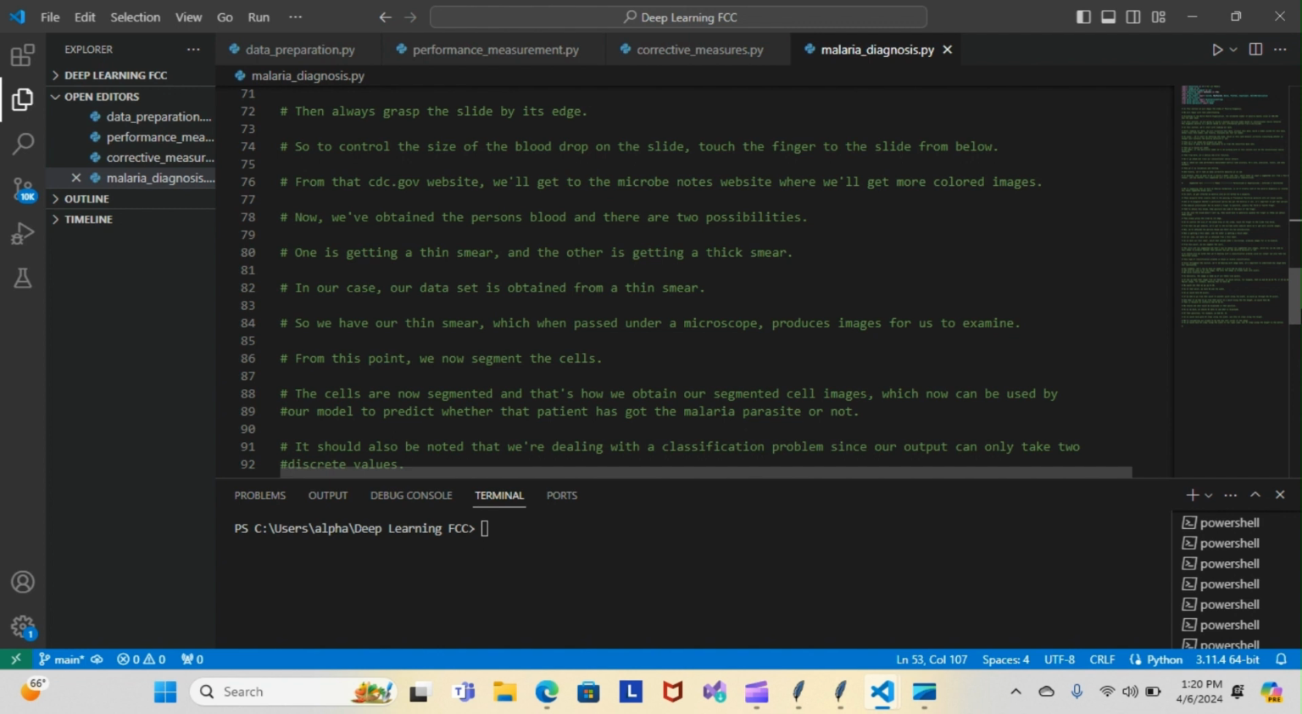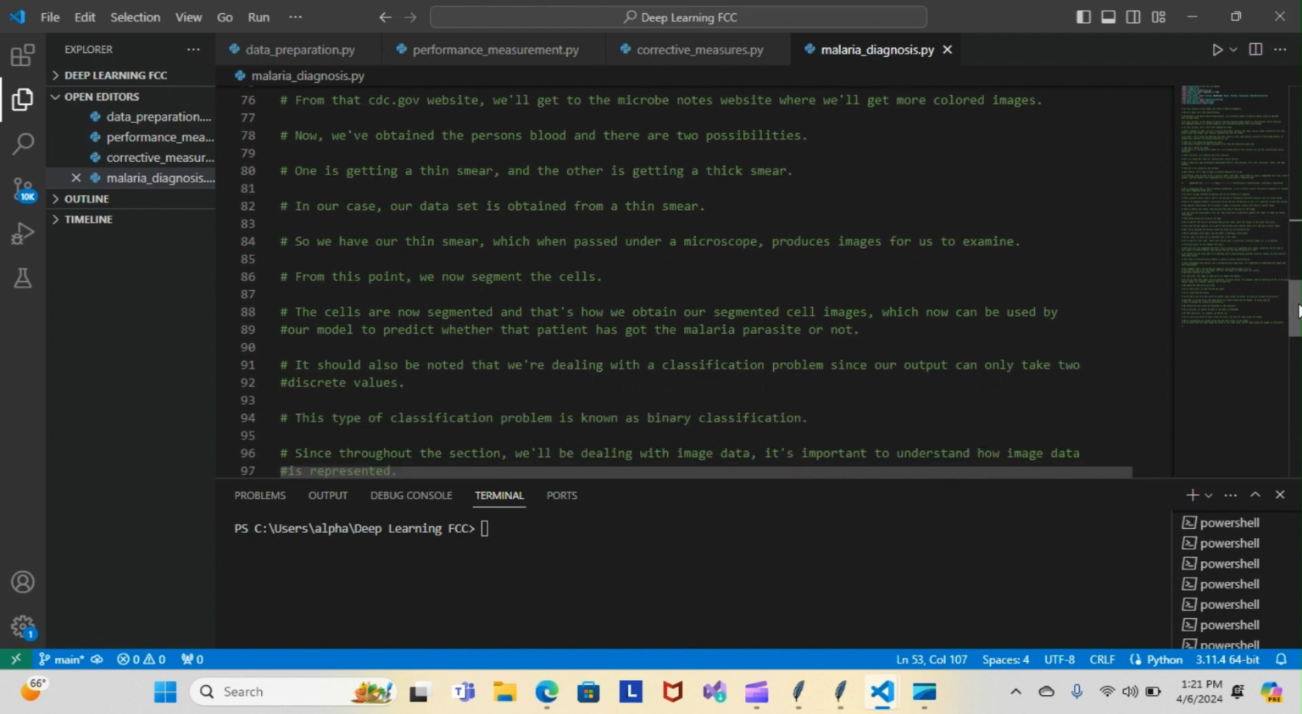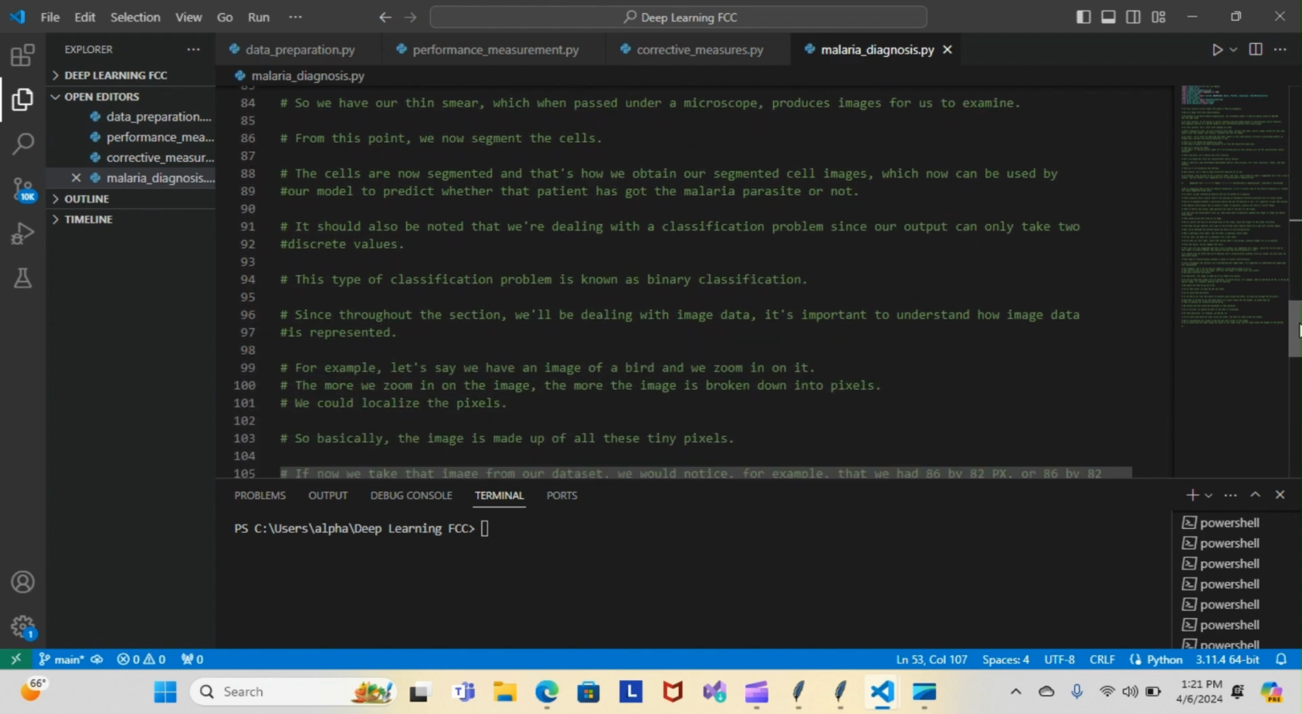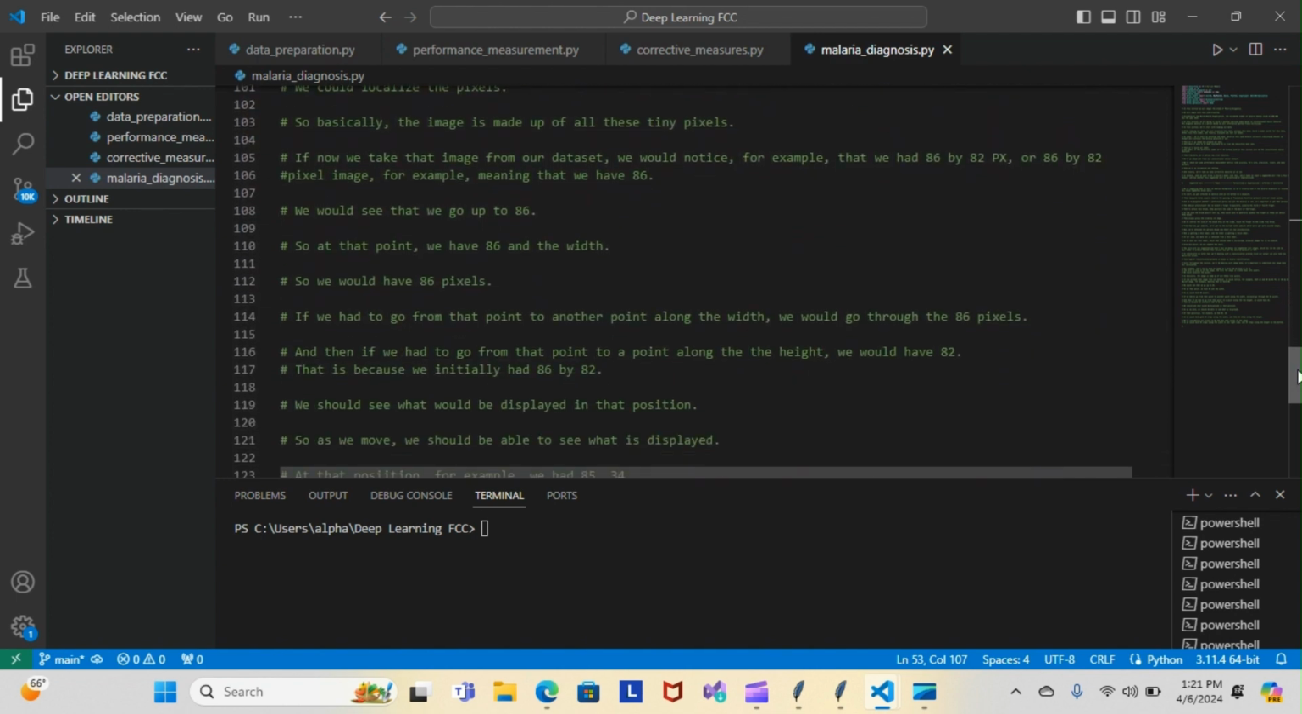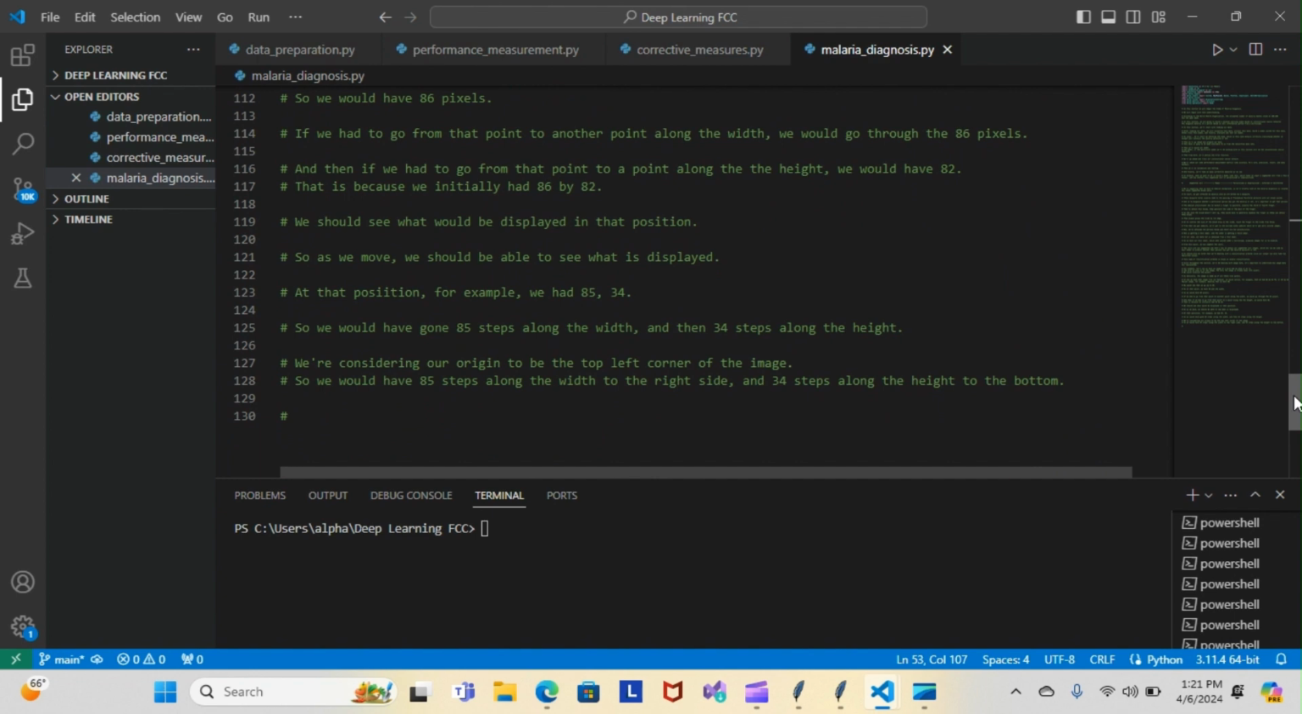Now we've obtained a person's blood, and there are two possibilities. One is getting a thin smear, the other is getting a thick smear. And that's basically everything we went over this morning. We didn't actually download any data as of yet. We were just going over steps of how to obtain blood samples, and then we actually dived a little into pixels. But I will keep you posted every step of the way as usual.